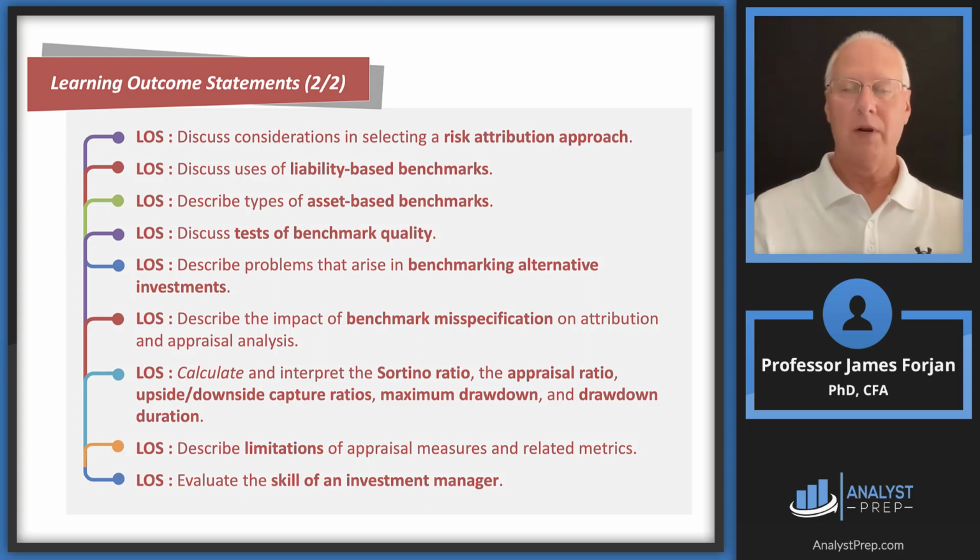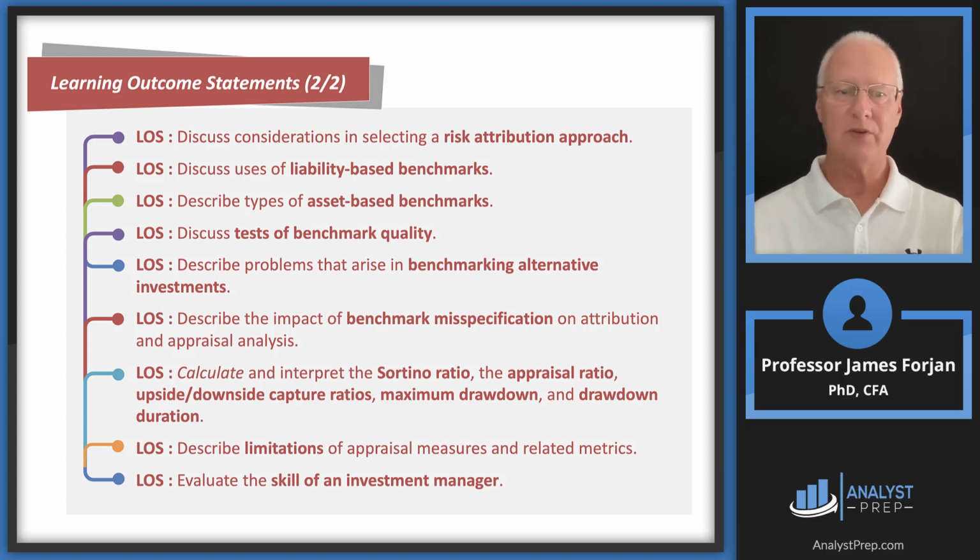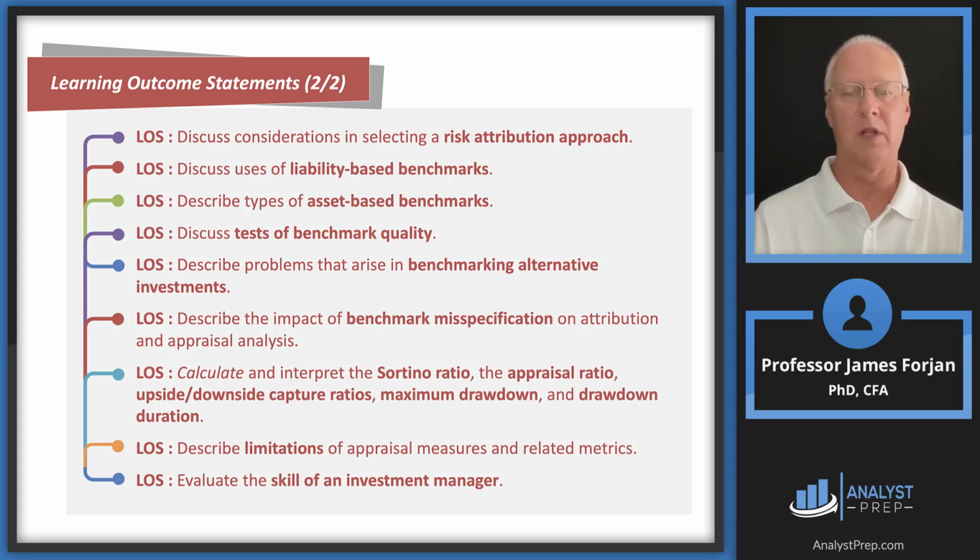Now, I want to give you a little background here. Remember what we did in return attribution? We essentially divided the performance into security selection and asset allocation. We're going to do something similar in the risk attribution approach. However, we're going to use some tools that we're familiar with going all the way back to level 1. Look down at the bottom there. We're going to do appraisal ratios. We're going to do Sortino ratios. Of course, we'll talk about Sharpe and Treynor somewhere along the line in here.